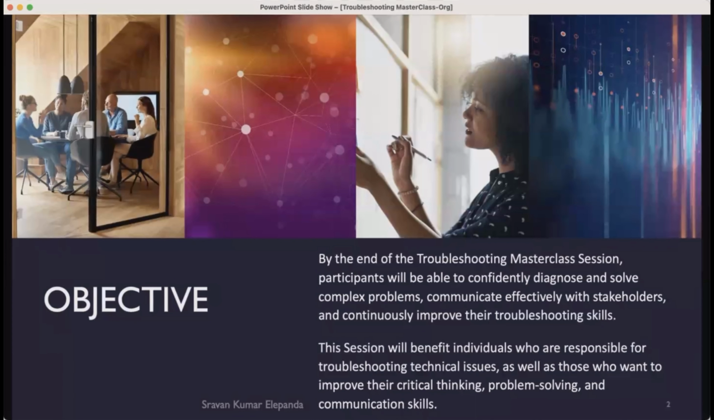I want to make sure you understand the objective of this podcast or this session. I'm expecting that at the end of this troubleshooting masterclass session, the participants will be able to confidently diagnose and solve complex problems, and not only solve, but also communicate effectively with the corresponding stakeholders. And obviously, it is a continuous improvement effort where you're going to learn many things while you're doing them.